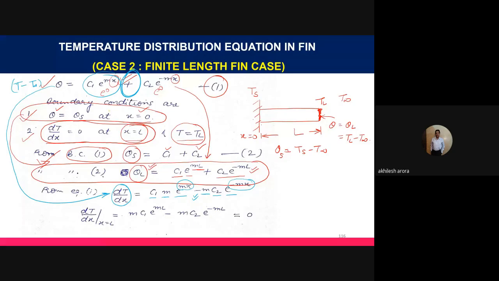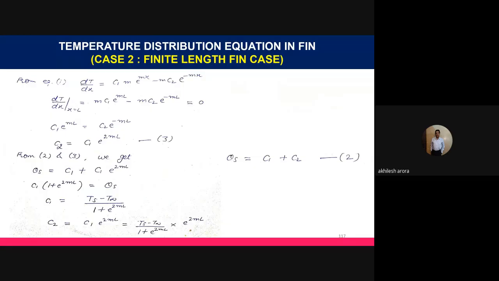So now we can calculate the value of dt by dx at x is equal to L. We just have to place L in place of x here. So we will get m c1 e raised to power ml minus m c2 e raised to power minus ml, and this value will be equal to 0 because the end of the fin is insulated. So this is the equation. Let us move to the next slide.